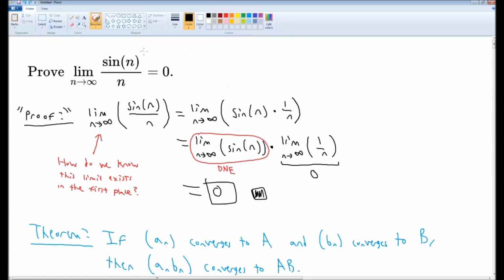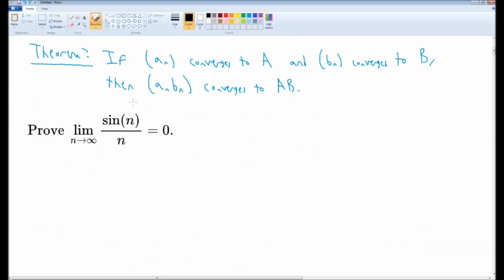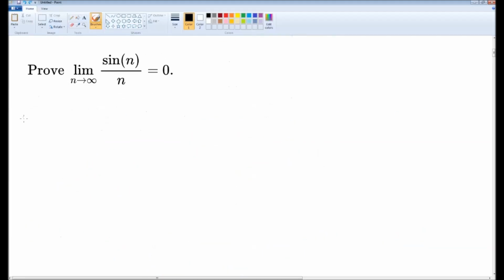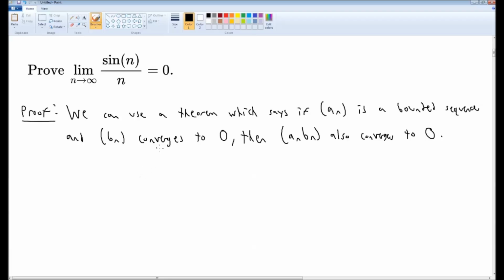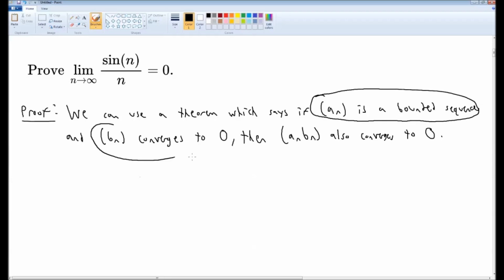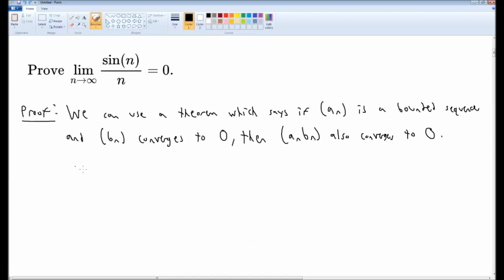Okay, so now you may be wondering, well, how do you prove this for real? Let me walk you through the real proof. To prove this for real, we can take advantage of a theorem which says that if you have a sequence that's bounded and you have another sequence which converges to 0, then the sequence you get by multiplying them together also converges to 0. Okay, so in particular, we know that sine is bounded between 1 and -1, right? So sine of n is a bounded sequence.